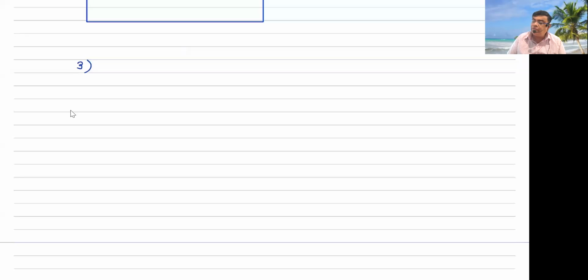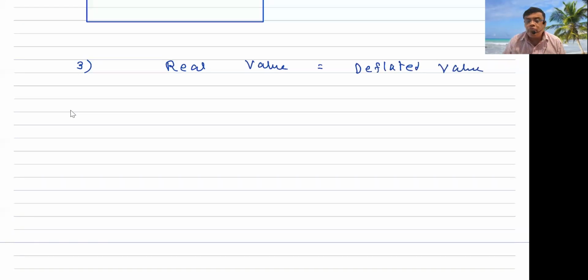Now look at me. I come to the third application, and that is to determine the real value. That is to determine the real value or the deflated value. Real value means deflated value. And I want your complete concentration.